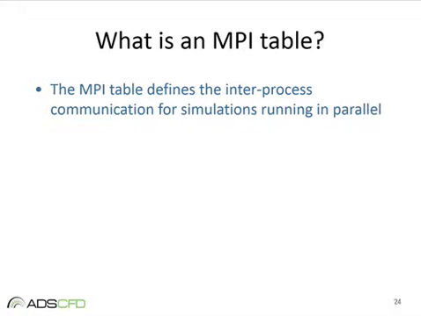So what is an MPI table? The MPI table is what defines the inter-process communication when we run simulations in parallel. It's essentially describing the interface between all of the rows and/or passages and how communication occurs across those interfaces.